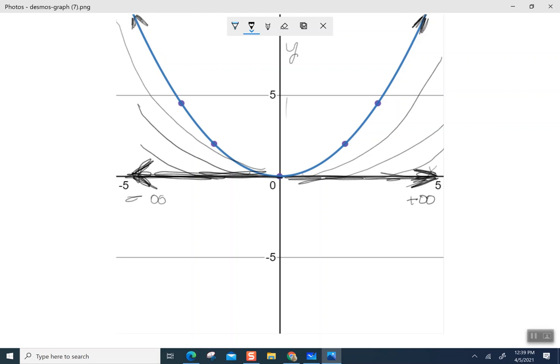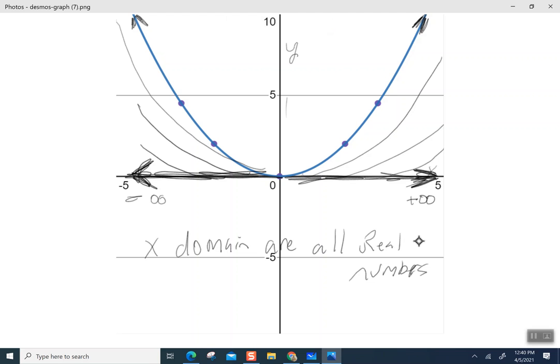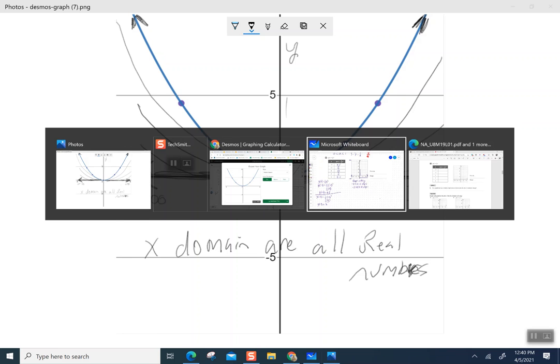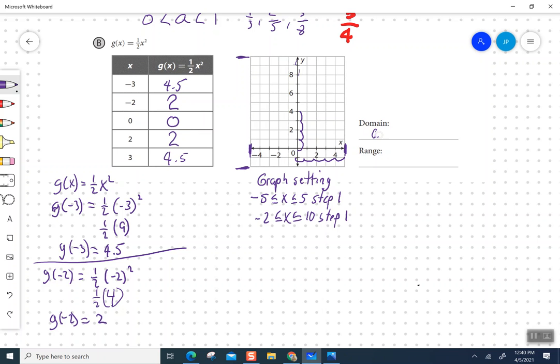So we refer to this as my x, which is the domain, are all real numbers. In other words, real numbers being every number I could ever imagine, that I could ever create, that I could point to on a number line. So that would be my domain. So I come over here to domain and let's type that in. So all real numbers.